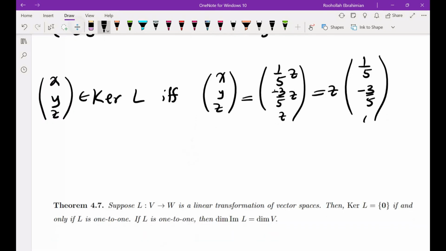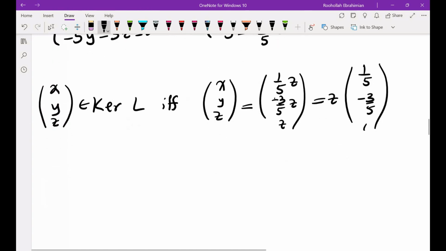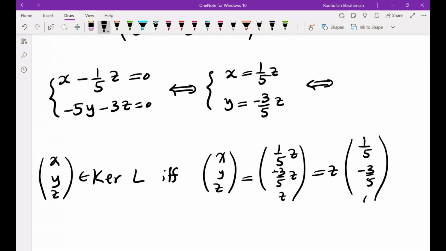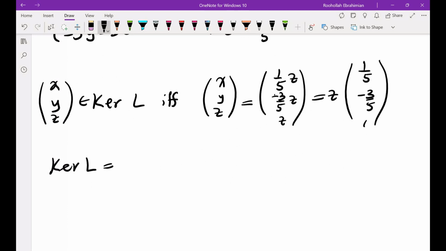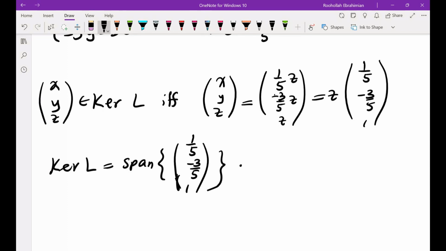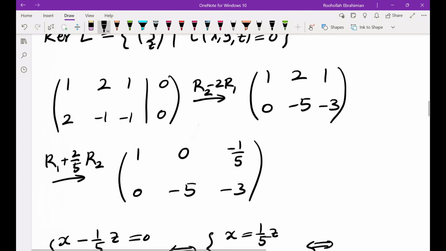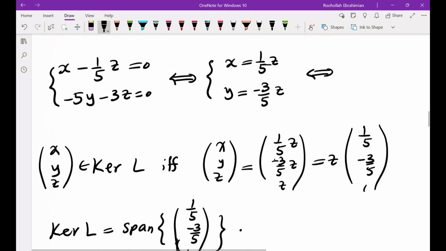So what does that tell us about the kernel? It means the kernel is all the multiples of that vector, and another way of saying that would be the span of that vector. So the kernel of L is the span of the vector 1/5, negative 3/5, 1. So that is the kernel. You could write it down as a row vector, or as a column vector. I typically keep these as columns because the matrix multiplication works better when you think of them as columns. Now, in order to find the image, this is what we need to find.